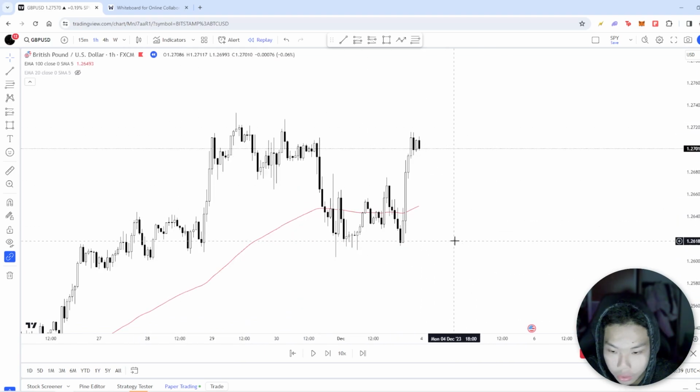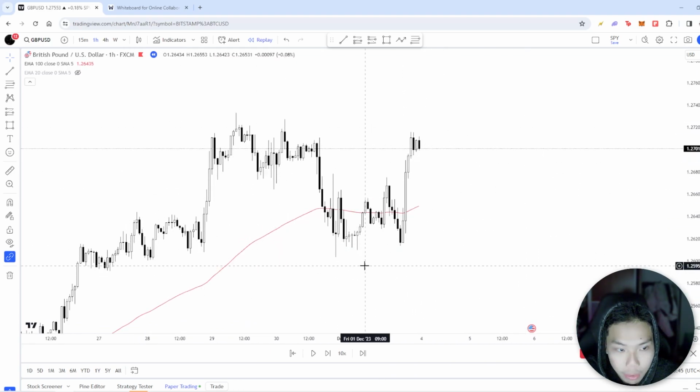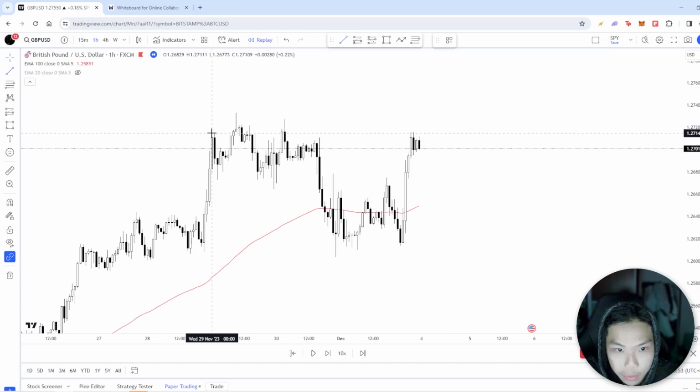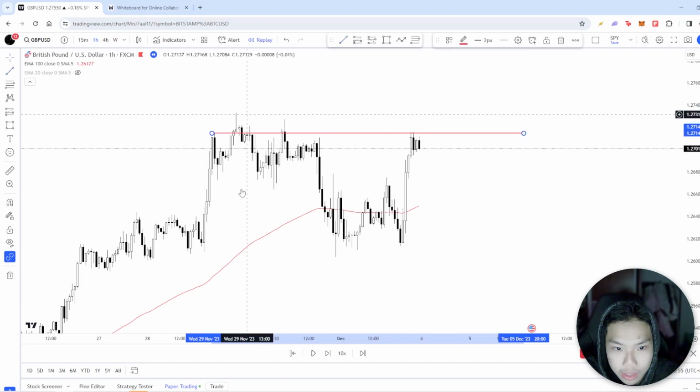Let's take a look at another example over here that played out purely from an external liquidity point of view. It's a Monday, right? It's a new week again. And just from the previous week alone, you can see these key swing highs over here.